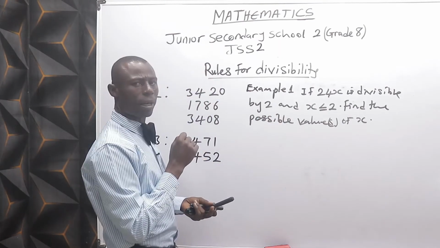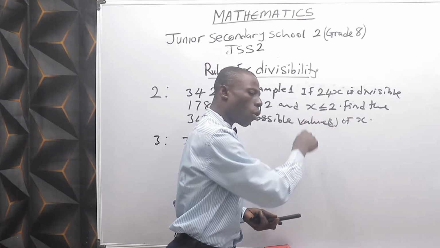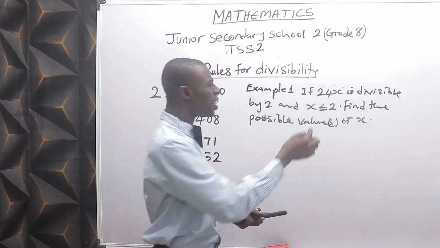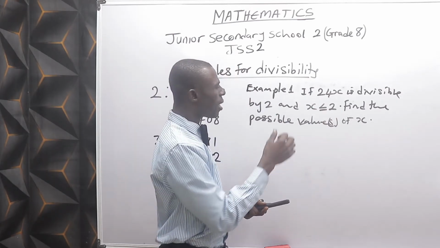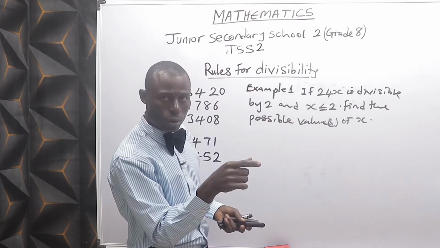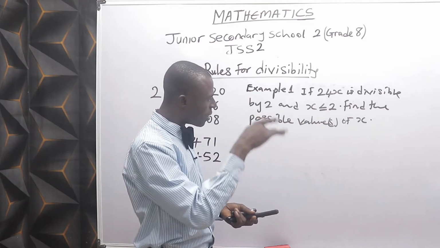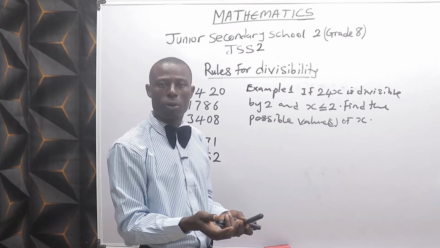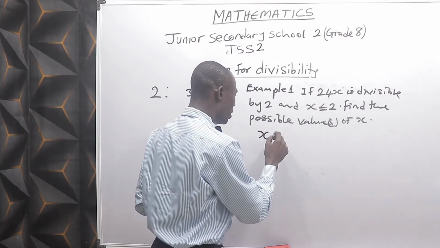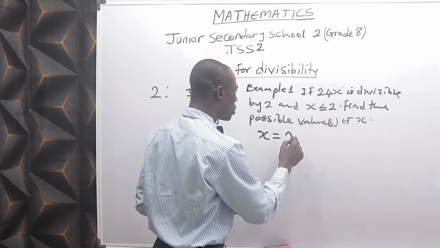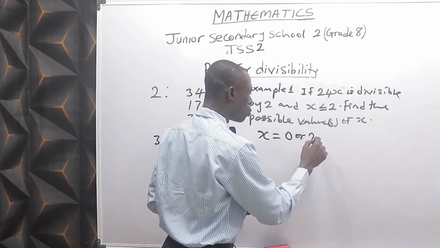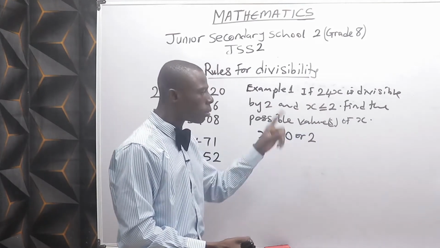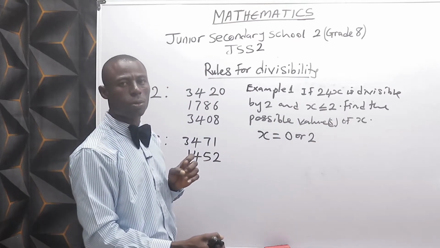But there is a description here that x is less than or equal to 2, that is, the digit we are talking about is either 2 or less than 2. So, what is the possible value of x? x is either equal to 0 or 2. Because of the 'or equal to 2', it is possible for it to be 2.